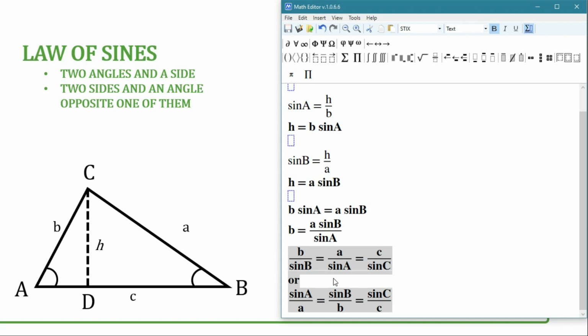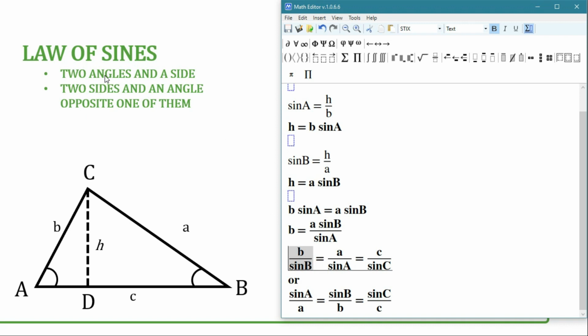Okay? And in solving oblique triangles using the law of sines, it can only be applied in these two conditions. Okay? Law of sines can only be applied if we are given two angles and a side of the oblique triangle or two sides and an angle opposite one of them. Okay, bakit? Kasi hindi tayo makakabuo or hindi tayo makakahanap ng proportion kung walang isang angle at isang side. Tama po?